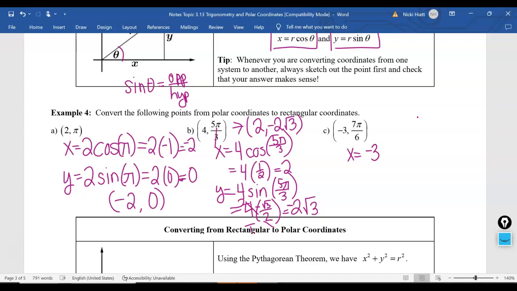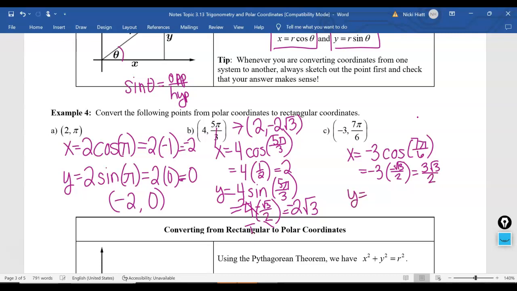And then we would have cosine of 7 pi over 6. And 7 pi over 6 is in the 3rd quadrant. Everything is negative there, or all your sine and cosines are negative there. Cosine is going to be negative square root of 3 over 2. There, which is going to give you a positive 3 square root of 3 over 2 for your x coordinate.